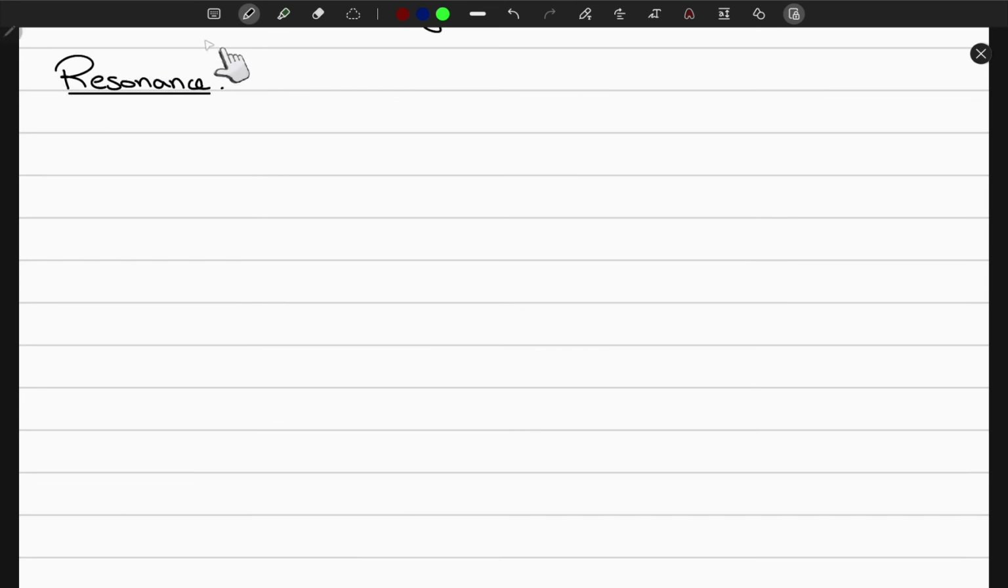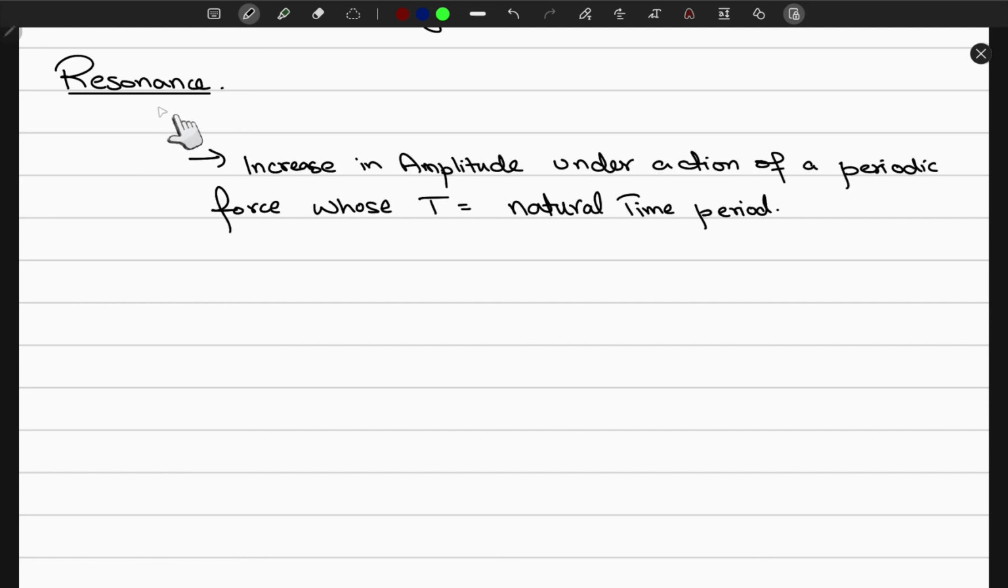Moving on, let's discuss the topic of resonance. Now, what is resonance? Basically, resonance is defined as a phenomenon of an increase in the amplitude of a body which is capable of vibrating, right? Under the action of a periodic force. So, a force which is periodic acts on the system and increases the amplitude of the system, whose time period is just the same as the natural time period of the body.